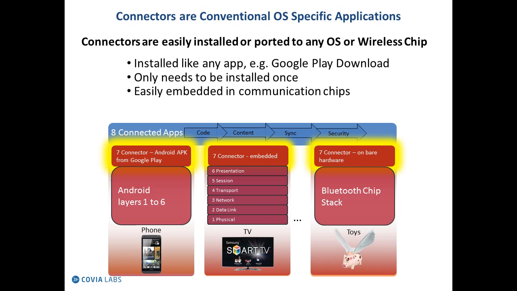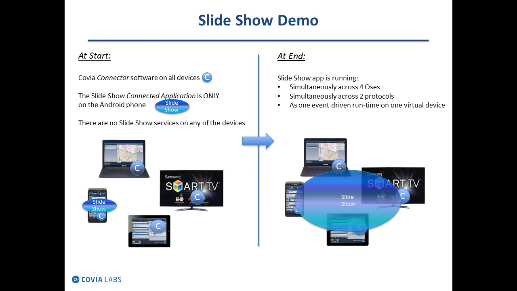As you can see in the diagram, the connector is an ordinary native Layer 7 application that's easily ported to each device. The connector only needs to be installed once to make a device forever discoverable from all other connected devices. It can be installed as part of any application or placed on the device as part of the OS or embedded in a cheap, low-end communications chip in devices such as the toy pig that I'll be showing in the last demo. The first application I'll show is our slideshow application.